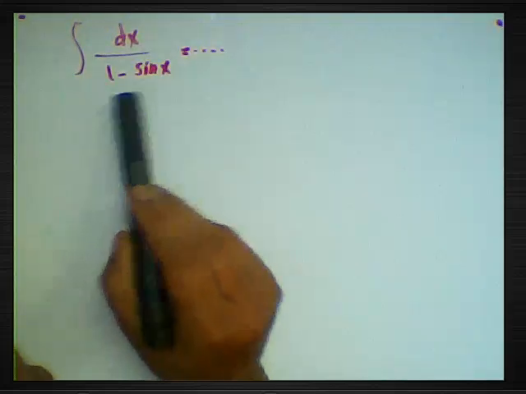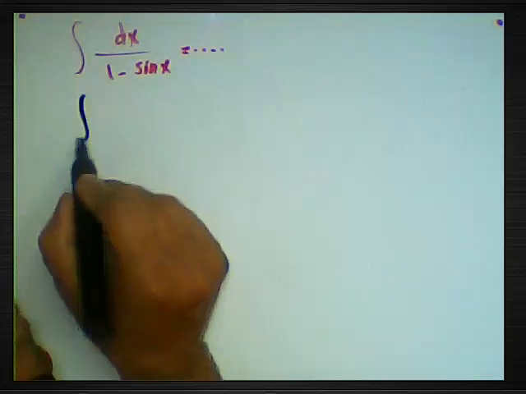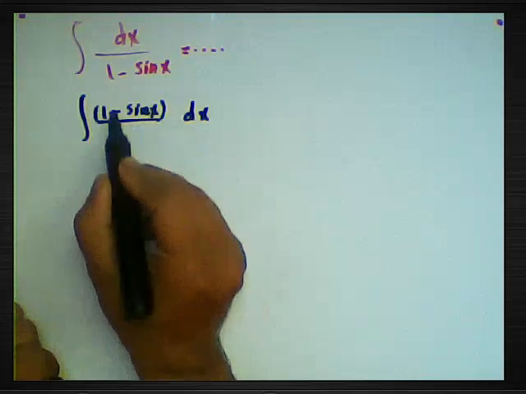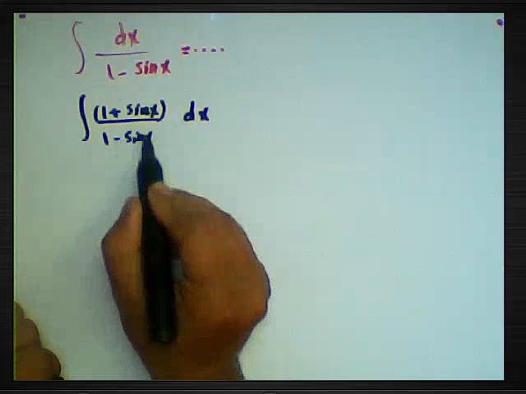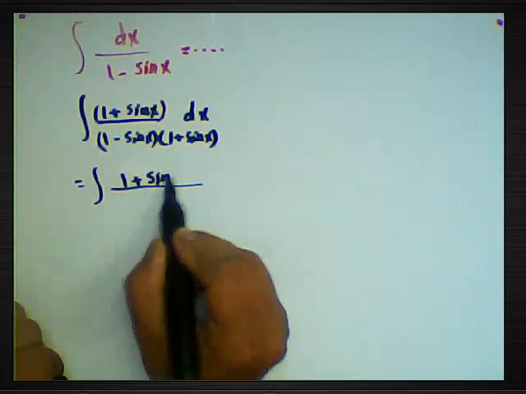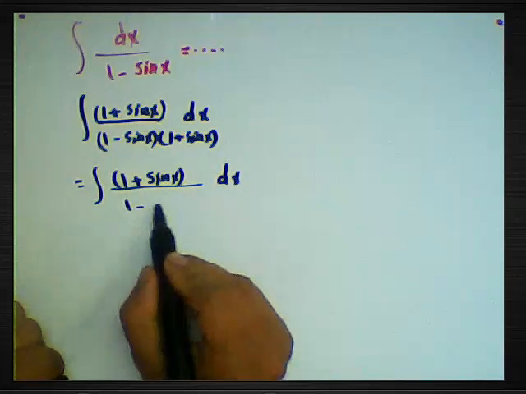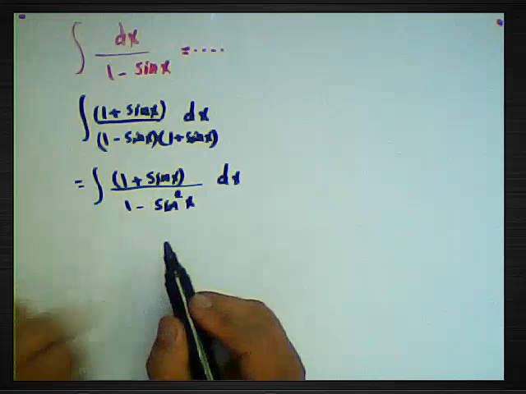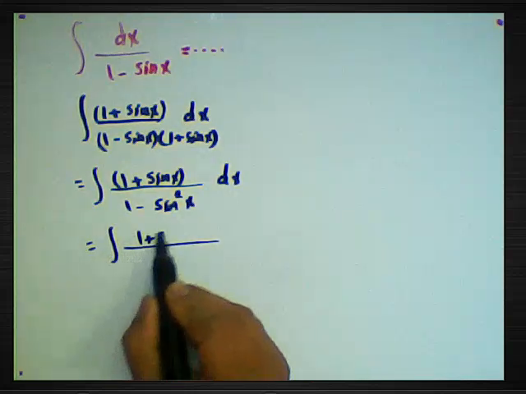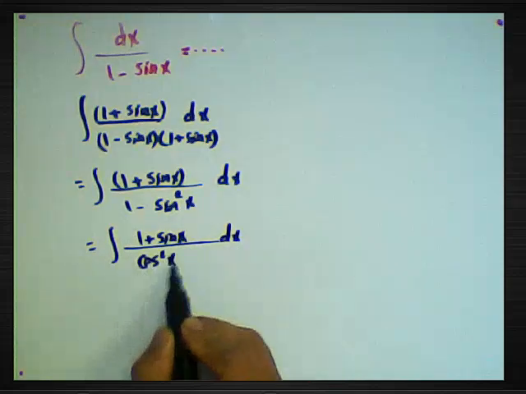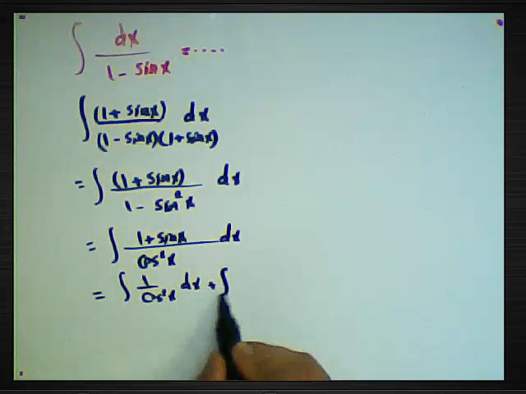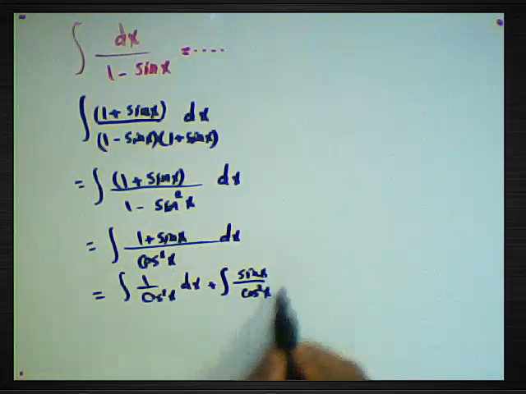Integration of dx over 1 minus sine x equals what? We can convert this fraction by multiplying by 1 plus sine x, the conjugate of the denominator. It will be (1 - sine x) multiplied by (1 + sine x), and then we write 1 + sine x in the numerator and 1 - sine^2 x in the denominator. It means cosine^2 x, because we can use the identity sine^2 x + cosine^2 x = 1. Then we write (1 + sine x) dx over cosine^2 x, and we can distribute it as the integration of 1 over cosine^2 x dx plus the integration of sine x over cosine^2 x dx.